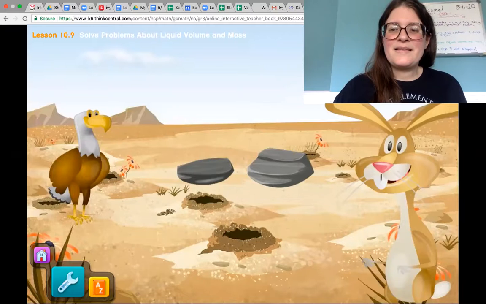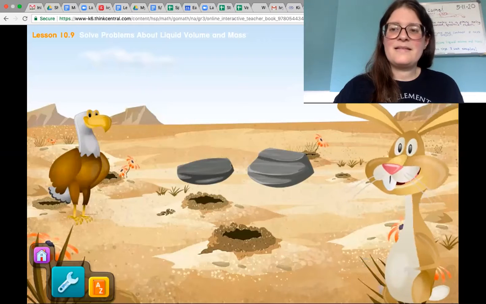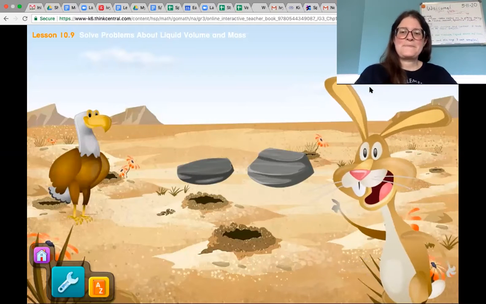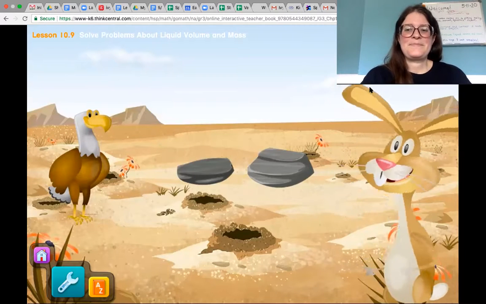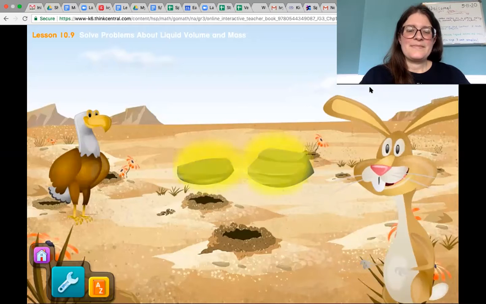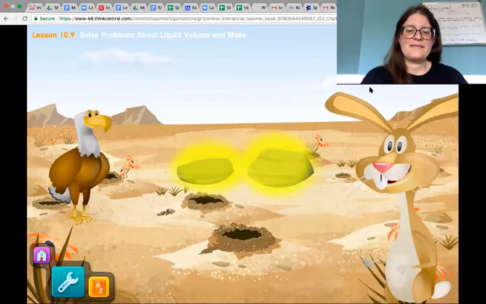Hi there. Ellie and I have been talking about the two big rocks near my burrow. Do you see them? They sure look heavy. Ellie and I want to know the masses of the rocks. Let's find out.